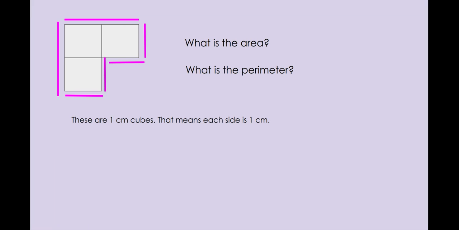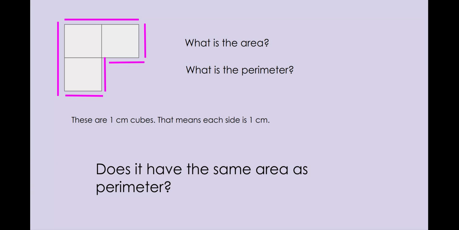For perimeter, we're simply going to add up the sides. Add the sides, 1 plus 1 plus 1, and so on. Does the area and the perimeter come out to be the same answer? Here are the answers. What is the area? 3 centimeters squared. What is the perimeter? 8 centimeters. So when you count around the sides, the pink lines, you get 8 centimeters. So are they the same? No, they are not the same.